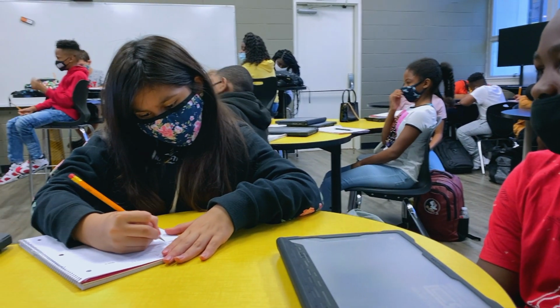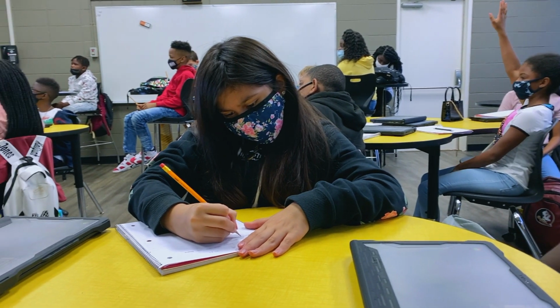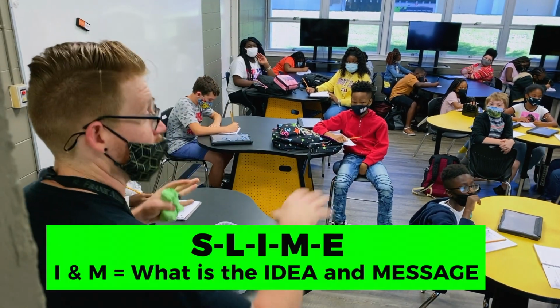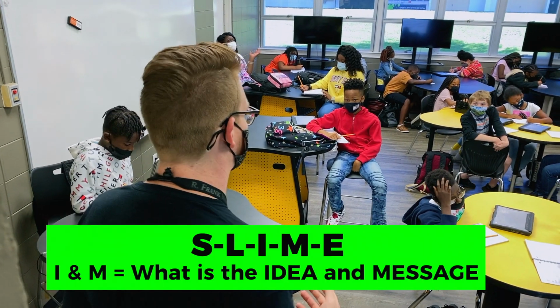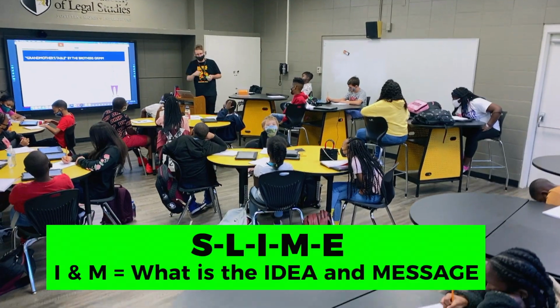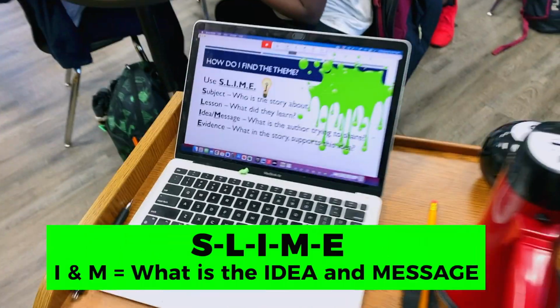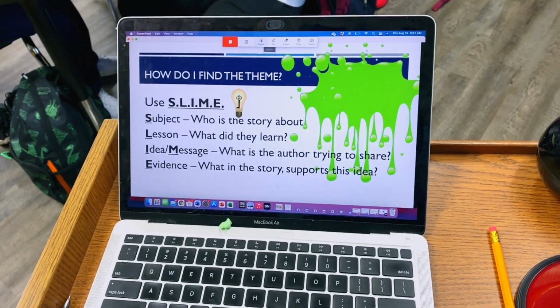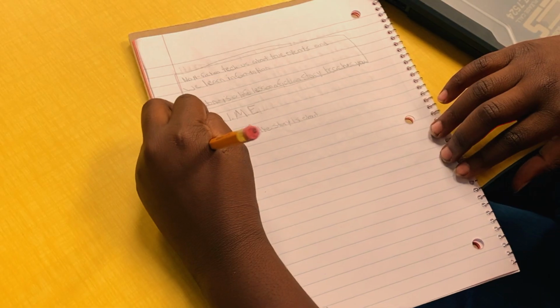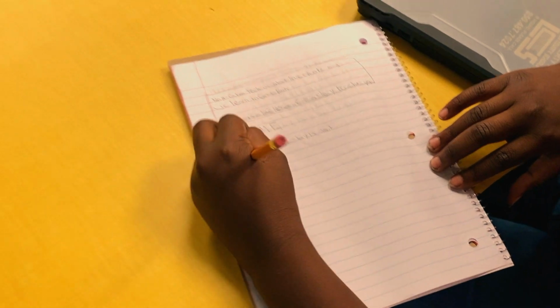And once we have that, I'm going to combine the I and the M. They're two different words, they kind of mean the same thing. What is the idea or message that the author is trying to share with me? So we ask ourselves, we know who the subject is, we figured out what lesson they learned, and based on what lesson they learn, what idea or message am I supposed to learn from the story?